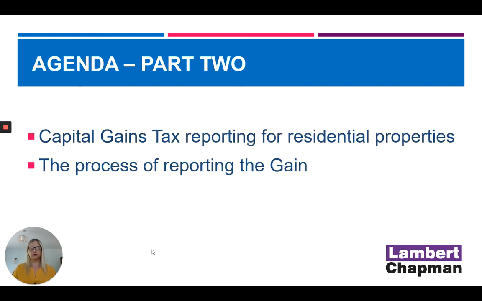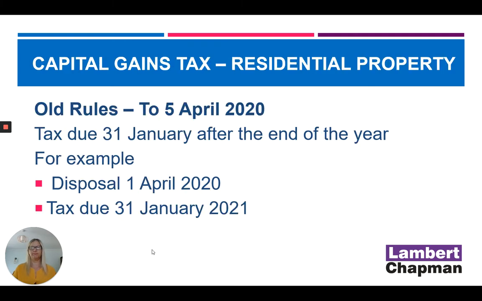Now let's move on to reporting the sale of a residential property on which a taxable gain arises and the process of reporting that gain. When you report a residential property on which a gain arises, this could be where you own a second holiday home, or a let property, or a property in which you used to live, which is now being sold, but is not entitled to full principal private residence relief exemption.